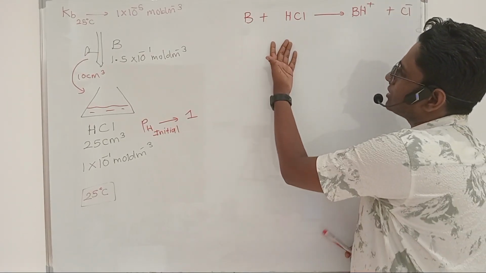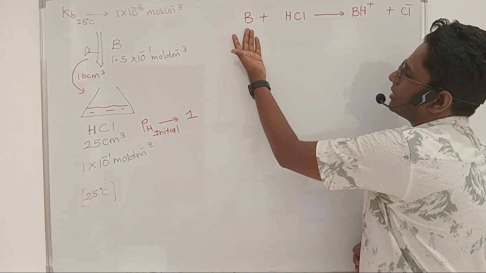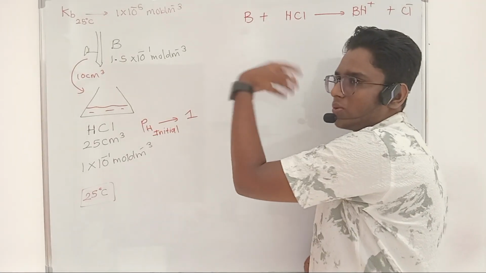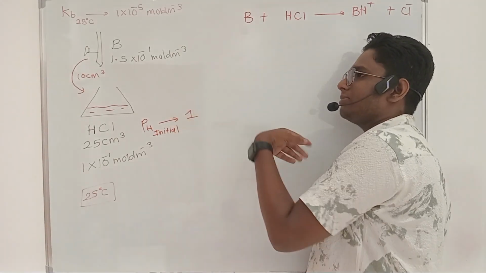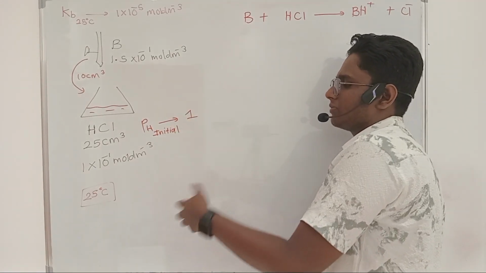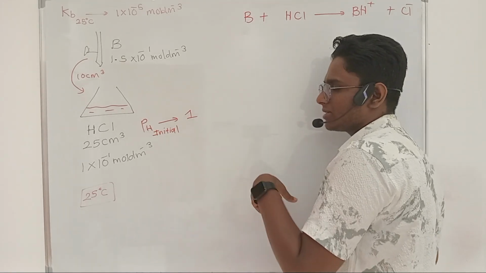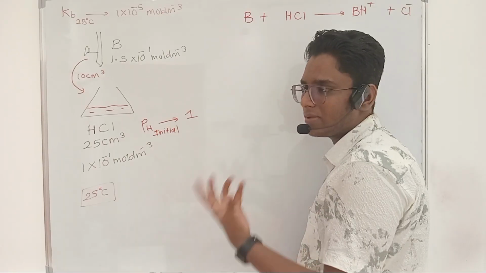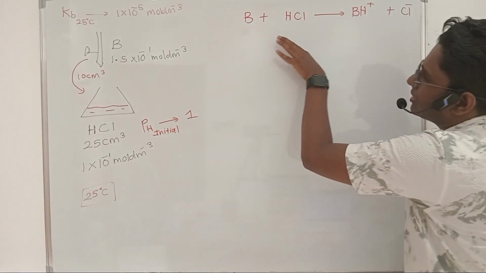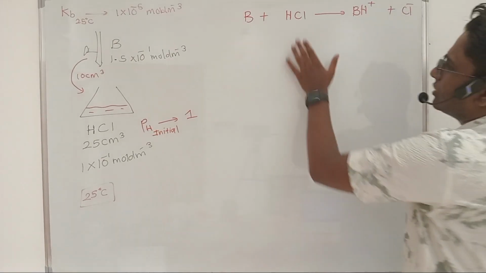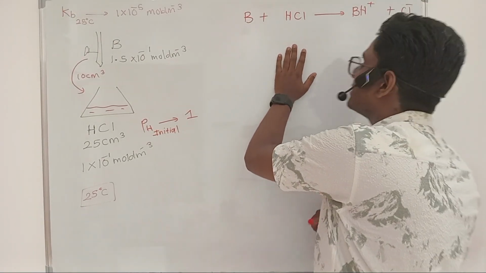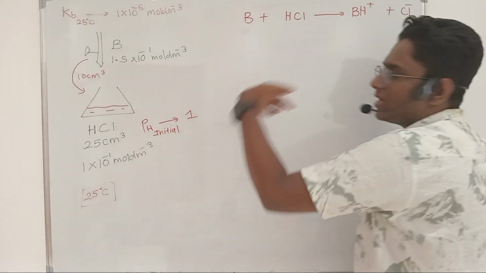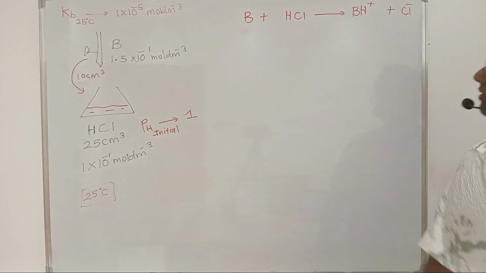So how can you write this equation? Now you know B is a base. So what do bases do? They will release OH minus or they can accept H plus ions. If a compound can accept H plus ions, then we say it is a base. Or if a compound can release OH minus, then we can say it is a base. Here the compound is accepting H plus ions, and the donor of the H plus ion is the acid, that is HCl. So HCl donates the H plus and the base will be accepting the H plus ion. So this is the reaction.